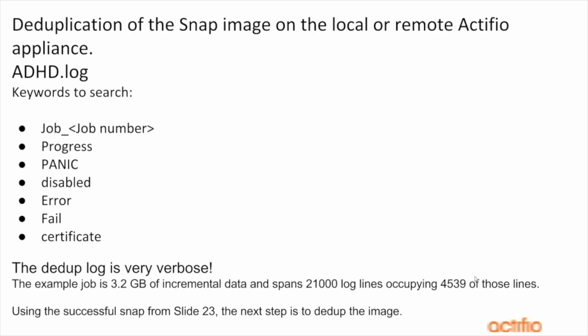Now, I did spend a couple extra minutes on the keywords. I cannot stress this enough: the dedup log is incredibly verbose. The job that I'm using for this example here today was 3.2 gigabytes of incremental data. It spans 21,000 log lines and is noted in 4,539 of those lines. That is not reasonable to expect anybody to read through and pull out the pertinent information. So we've really got to be clever with our search here to really pinpoint what's relevant to us.